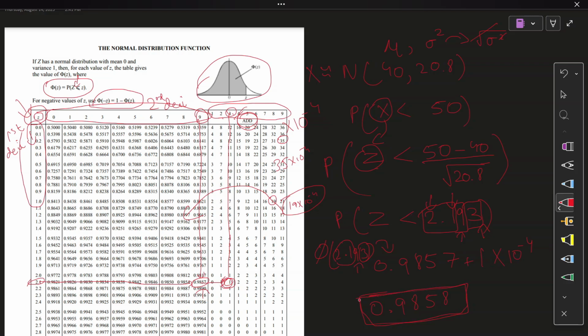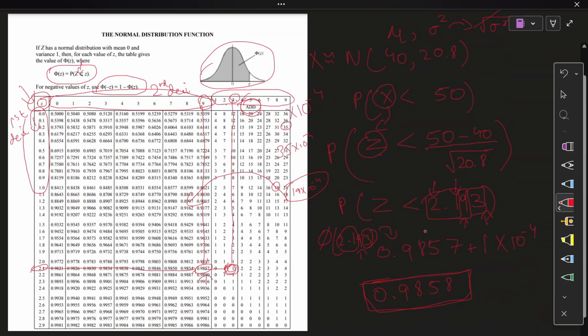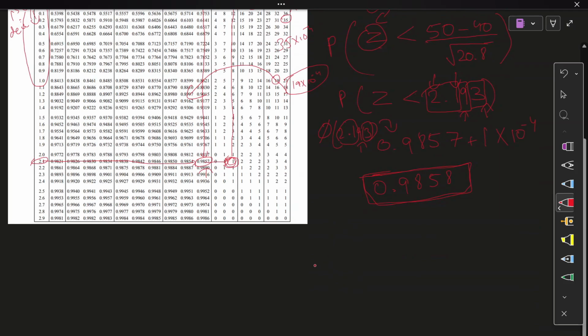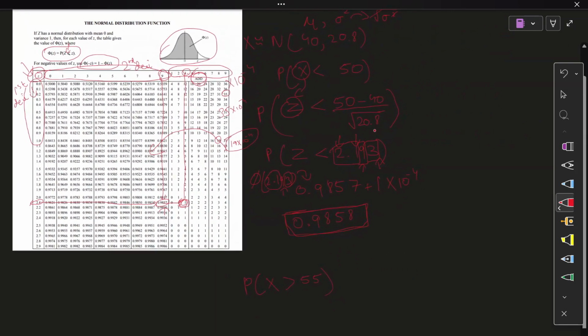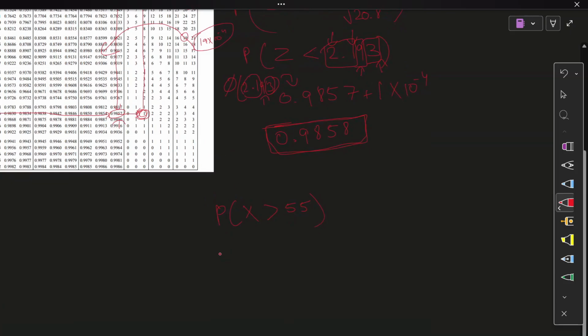Another way to add it would have been something like this, but I'm not going to show you that actually. This is way more authentic and way better for you. So now let's do one on your own, please. Probability X is less. Actually, now I'm going to make it difficult. X is greater than 55. You already know the mean. The mean is 40, and the standard deviation is square root of 20.8. Okay, so raise me, please.